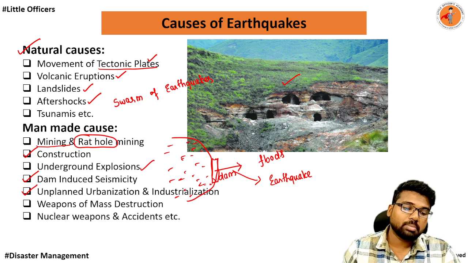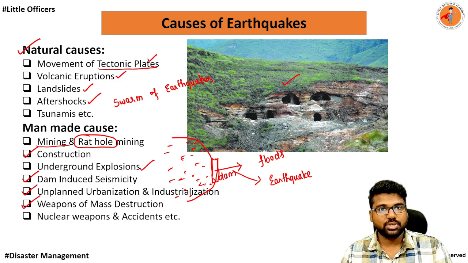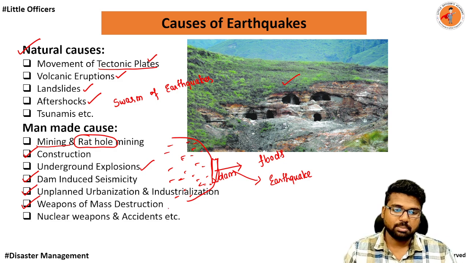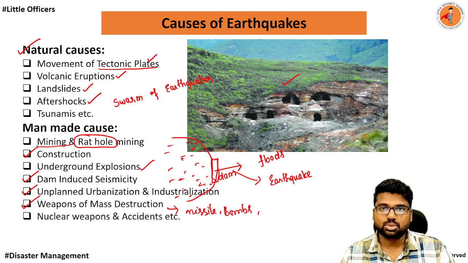Then weapons of mass destruction, when they are test fired or when they are detonated, when they are used. For example, we have missiles, okay, or even chemical bombs, or sometimes even torpedoes which are launched within the oceans. They will also trigger tsunamis. Okay.